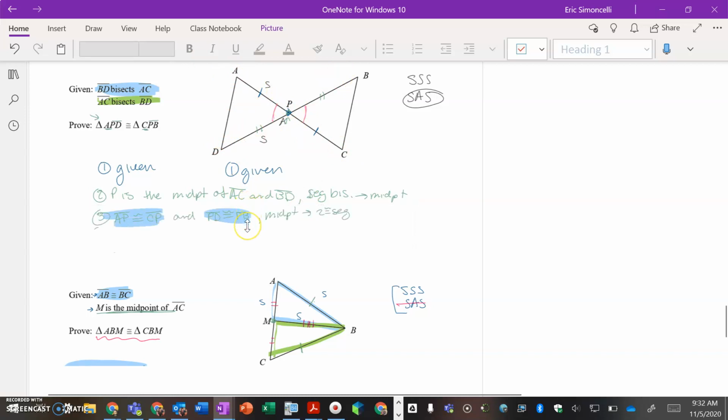We can argue then that AP is congruent to CP, but also PD is congruent to PB. And that is by virtue of the midpoint implying two congruent segments. Almost done. Step 4, angle APD is congruent to angle CPB by virtue of vertical angles congruent. Notice we're just noting the reason off to the side. And then last but not least, as we've suspected, triangle APD is congruent to triangle CPB in that order by side angle side.